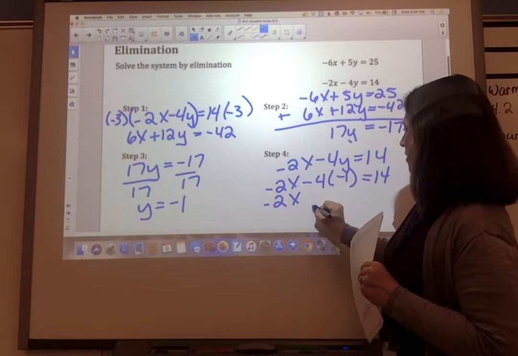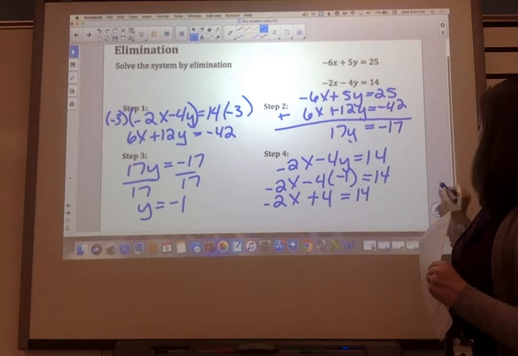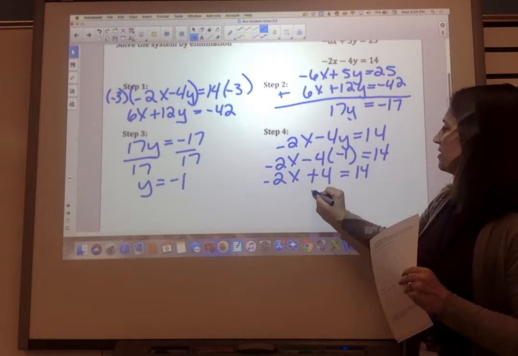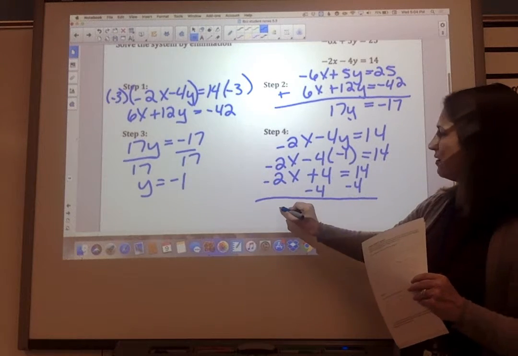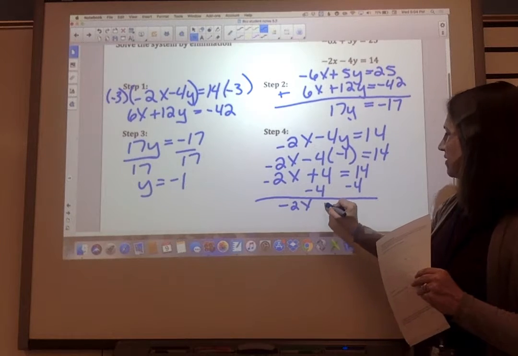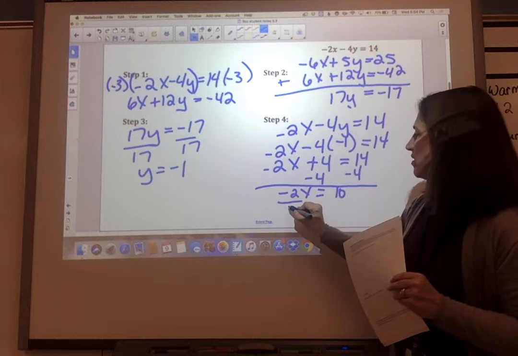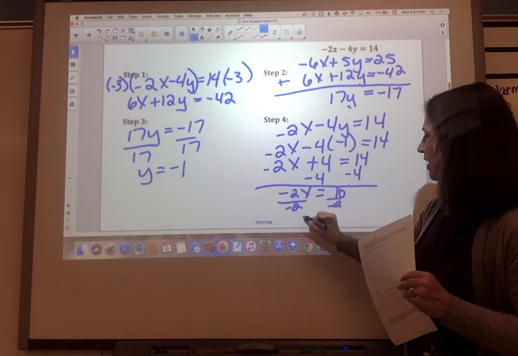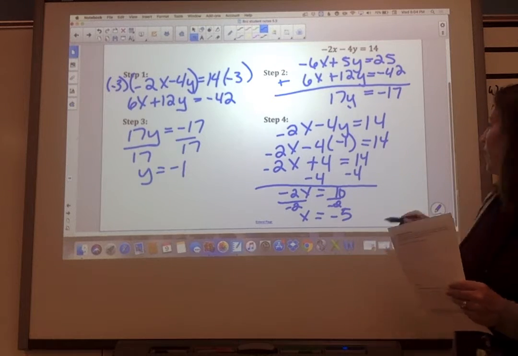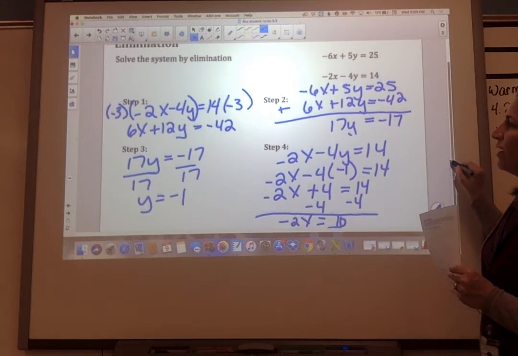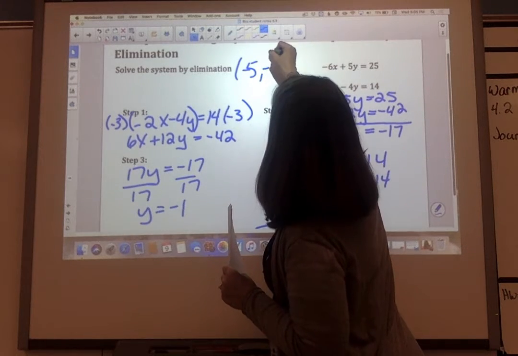Negative 2x plus 4, negative times negative is positive, equals 14. I'm going to subtract 4 from both sides to isolate my variable. Negative 2x equals 10. And then I'll divide by negative 2 and get x equals negative 5. Okay, so if x is negative 5 and y is negative 1, my solution is negative 5, negative 1.